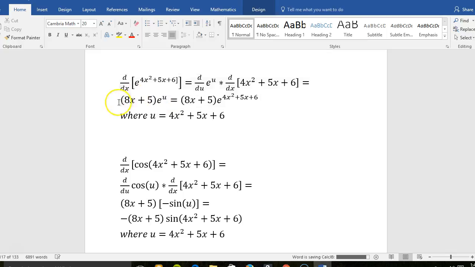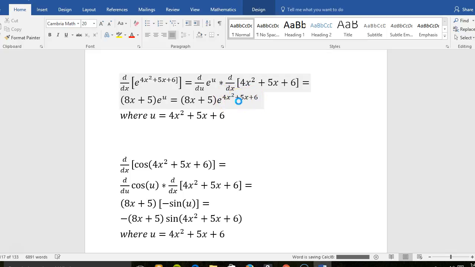Now you could put the e to the u in front, to the left, if you'd rather. Either way, I just found it a little more elegant over here, but it doesn't matter. You can put it to the left side of the 8x plus 5. Be sure it stays outside the parentheses though. All right, then you just go in and plug that polynomial back in for u. So just plug this 4x squared plus 5x plus 6 back in for u, and you're done.